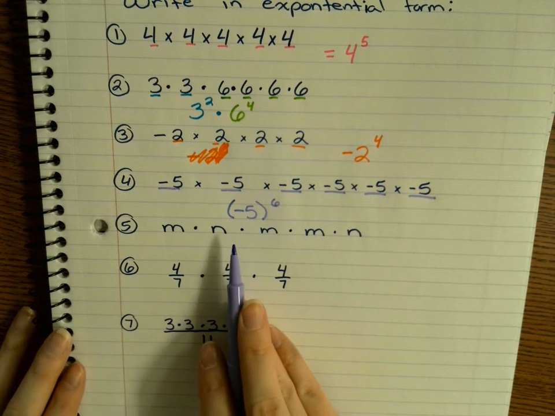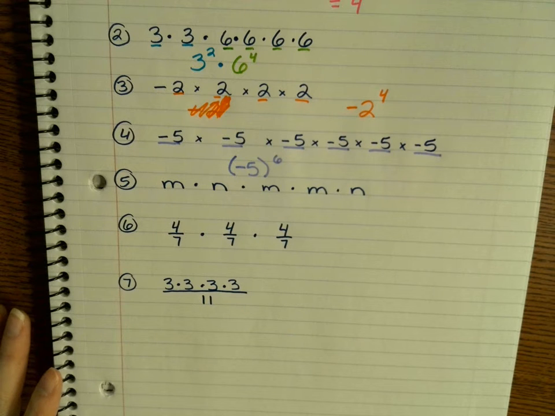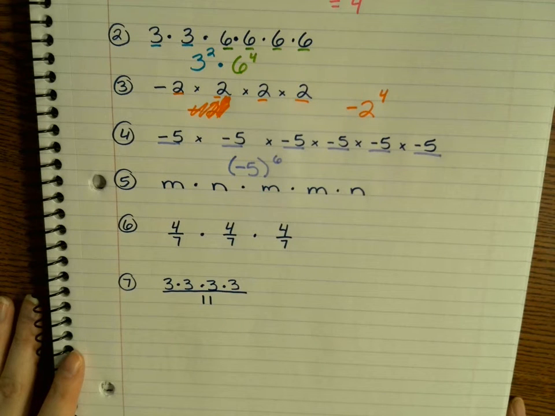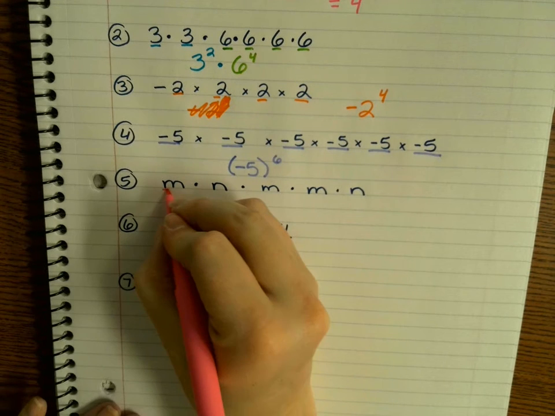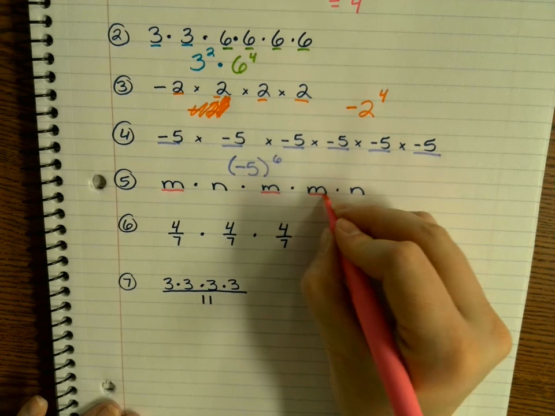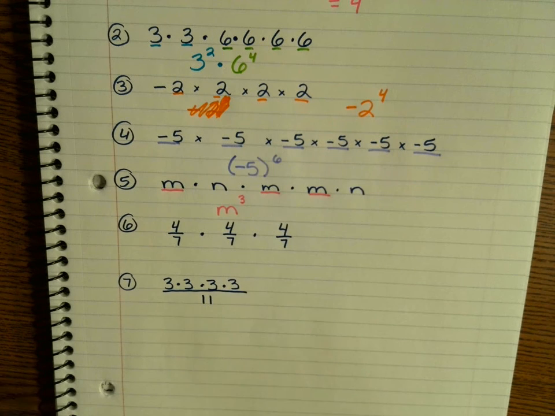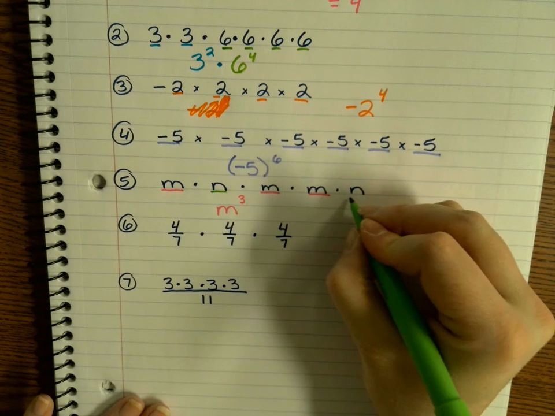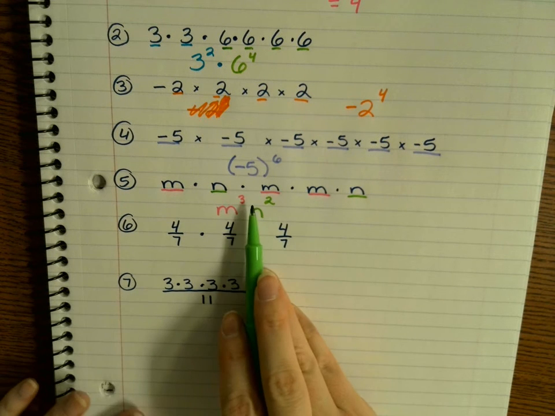What about problem number 5? How could we write number 5 in exponential form? Ethan? Good. M to the power 3, or m cubed. So we have m, the letter m, repeating 3 times. So we could write m to the 3rd power. And then the letter n is repeating twice. So we could write n squared, or n to the 2nd power. So m cubed, n squared.